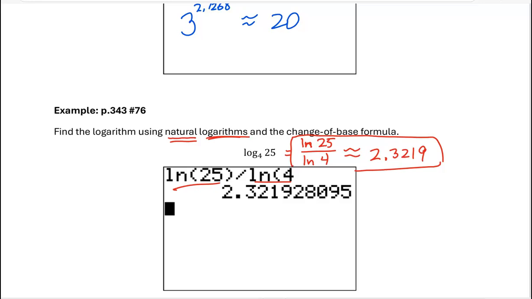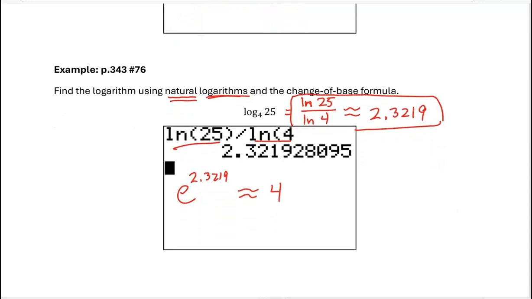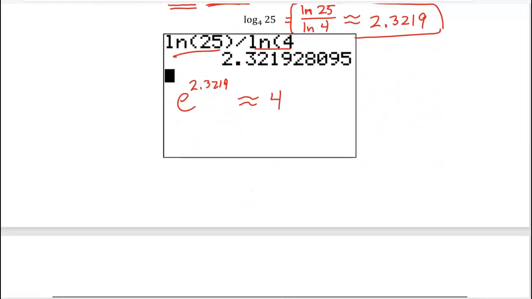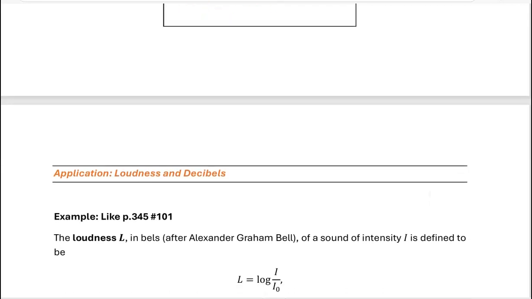And again, what we've answered there is to say if with the base e, the exponent of approximately 2.3219 should result in 4. Okay. And again, you can check that on your calculator. There we go. Okay, moving on. Not too bad there.